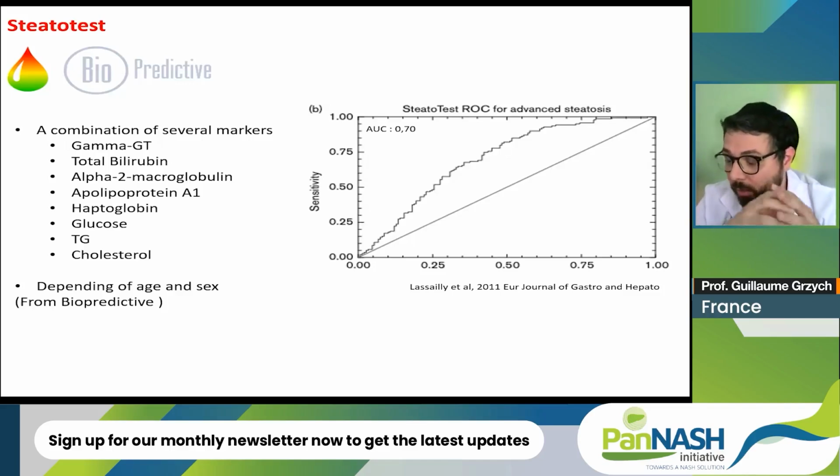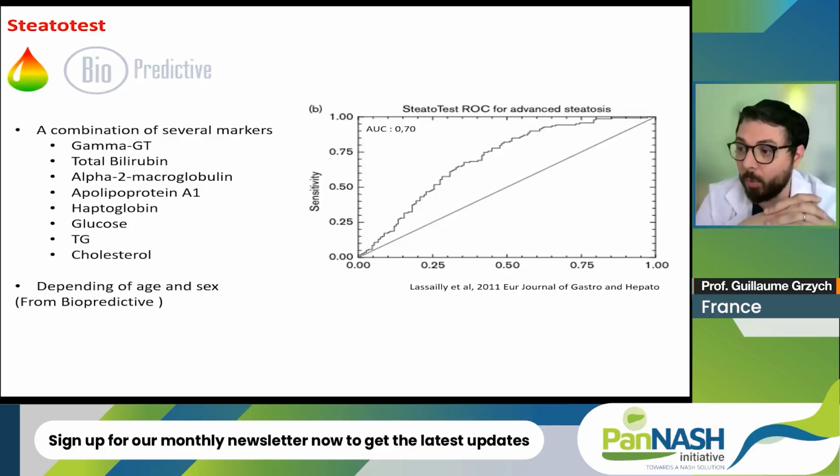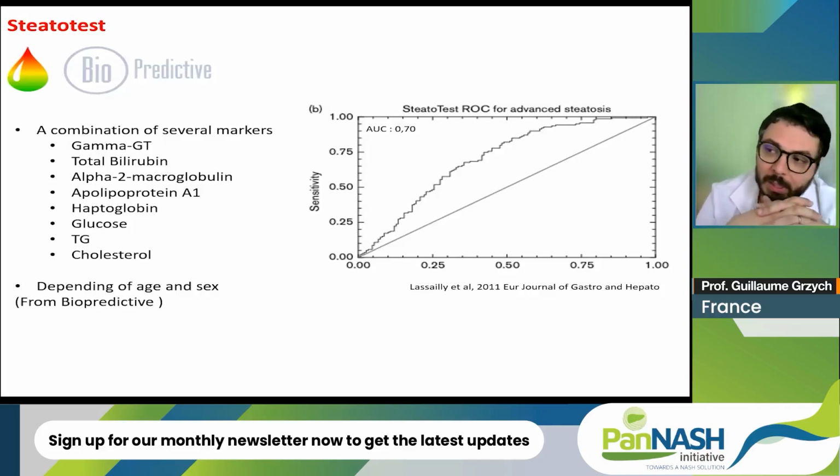Here's an article published by the European Journal of Gastroenterology and Hepatology, showing that the SteatoTest compared to biopsy has an area under the curve of around 0.7. It's pretty good for steatosis, but you can miss some cases. So it's good performance, but could be improved.